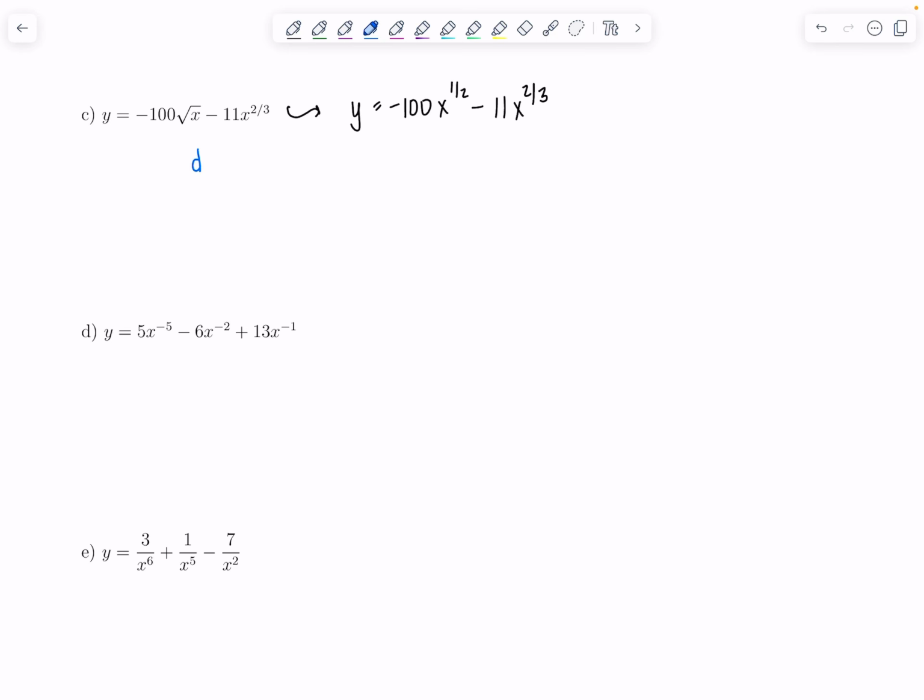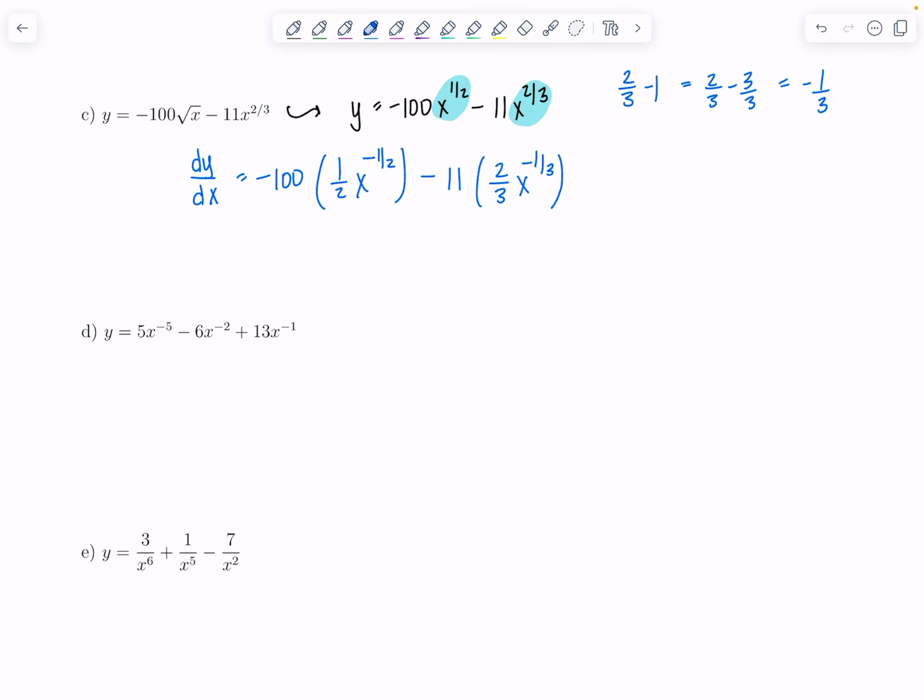So dy/dx is going to equal negative 100 times the derivative of x to the 1/2. It's going to be 1/2 x, and the new exponent is 1/2 minus 1, so that's negative 1/2. Minus 11 times the derivative of x to the 2/3. You bring that exponent down in the front, then you're going to have x to the 2/3 minus 1. That's 2/3 minus 3/3, so that's negative 1/3. Okay. So far, so good?